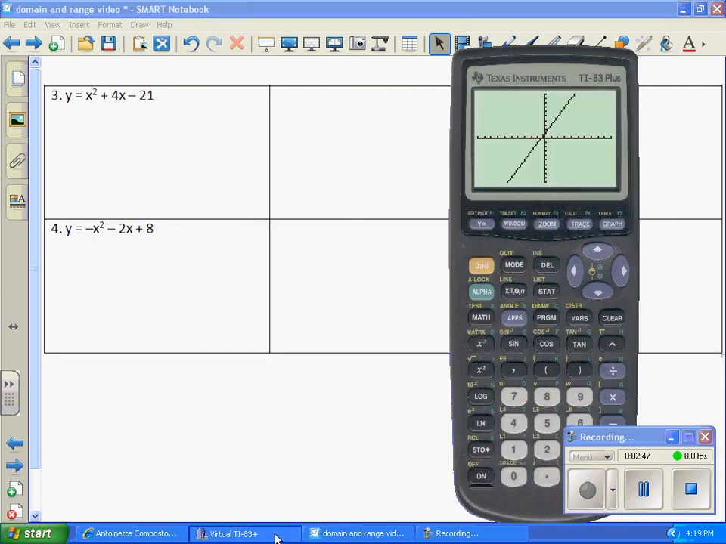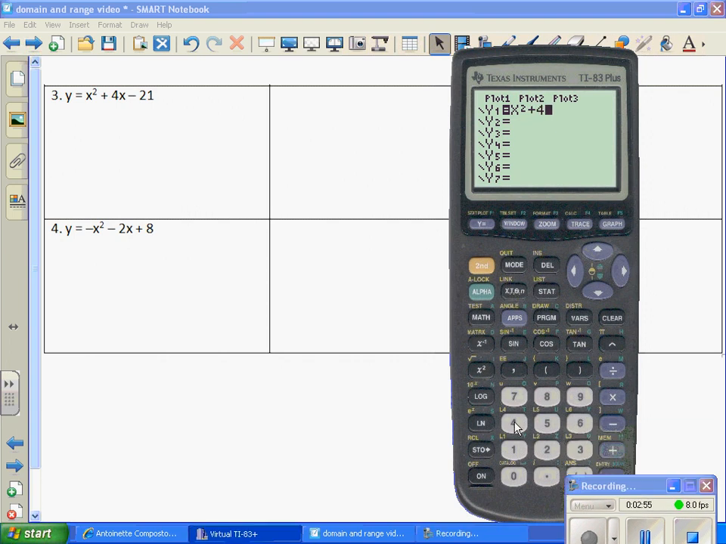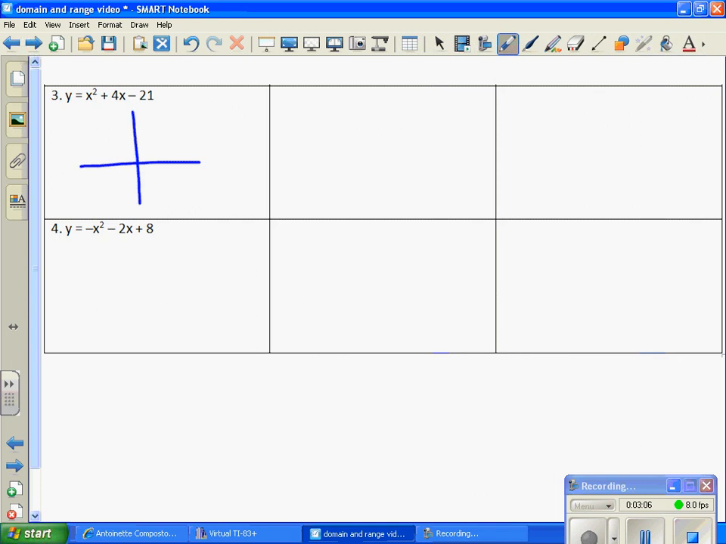Number 3, let's plug it into our calculator. Follow along with me. So now let's sketch it. If I look at my parabola using the graph, I can see my leftmost point and my rightmost point are arrows. That means it's continuous using all values.